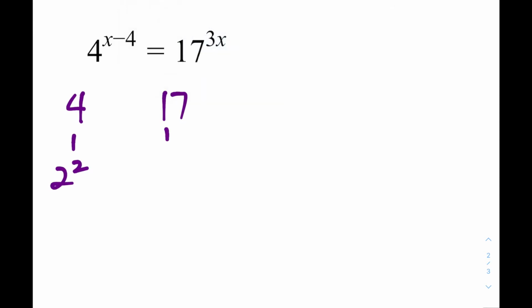17, it's prime. The only thing I can rewrite it as is 17 to the first. So unfortunately, strategy 3 is not going to work, so we have to take to strategy 4. Strategy 4 allows us to use the power property of logarithms to bring down the exponent. So rather than solving an exponential equation, we're now solving a linear or quadratic equation.